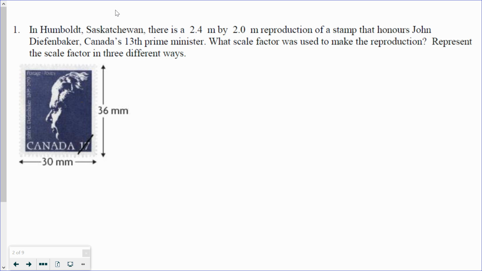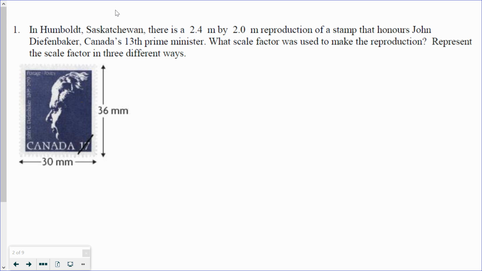Okay, so there was a little stamp that had John Diefenbaker on it, and now they've made some sort of statue or giant version of the stamp. So the stamp is now 2.4 meters by 2 meters, so bigger than most people. I guess some people can be 2 meters tall. 2.4 is a little bit big. Basketball players.